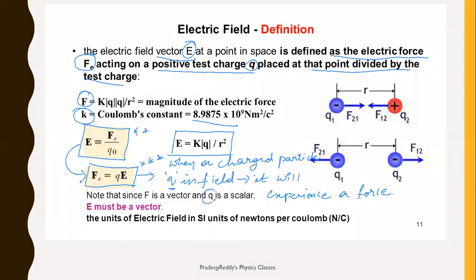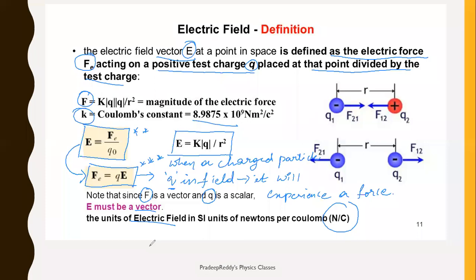And remember, charge is a scalar quantity, force is a vector quantity, field is a vector quantity, so E must be a vector. The unit of electric field is Newton per Coulomb, because force has unit Newton and charge has unit Coulomb. Newton per Coulomb is the unit of electric field. So these are things we have already discussed in the previous session.